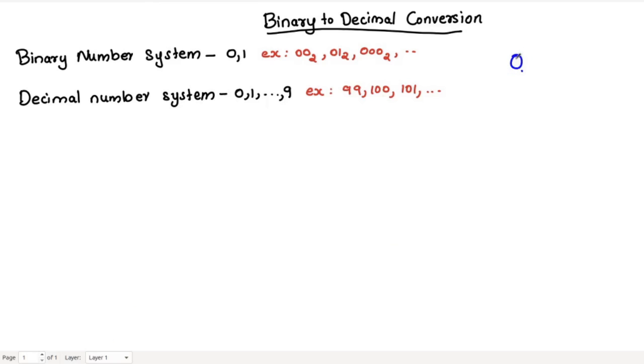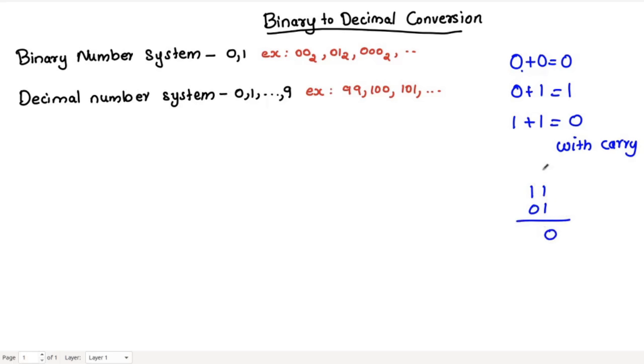Next we will see addition of binary numbers. 0 plus 0 is 0. 0 plus 1 equals 1. And 1 plus 1 equals 0 with a carry 1. 1 plus 1 gives you 10. Consider this example. If you add 1 plus 1, you will get 0 with a carry 1. Again 1 plus 1 equals 0 and a carry. The carry is put on the leftmost side. So the result is 100 in binary.